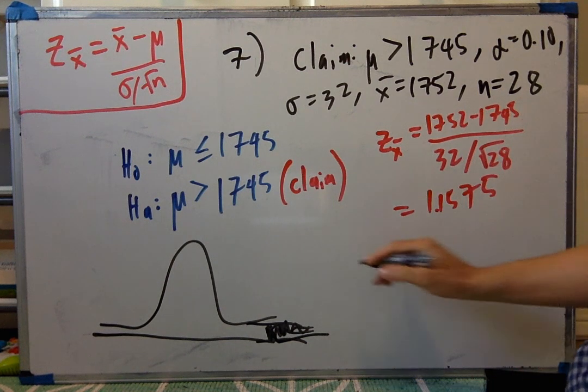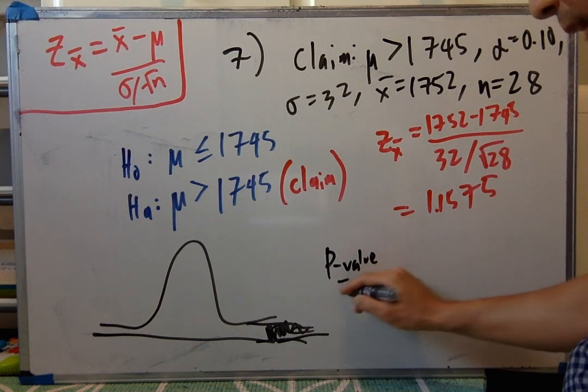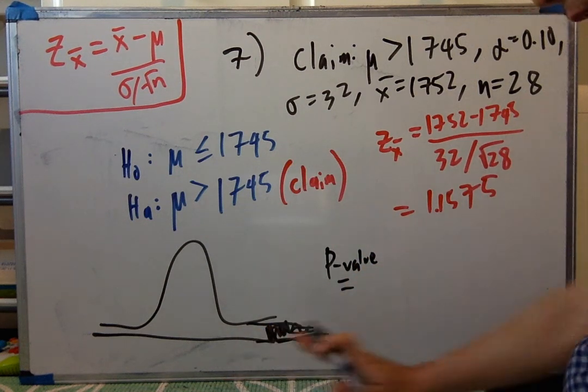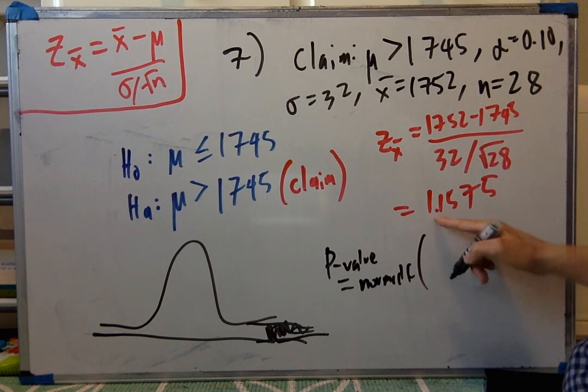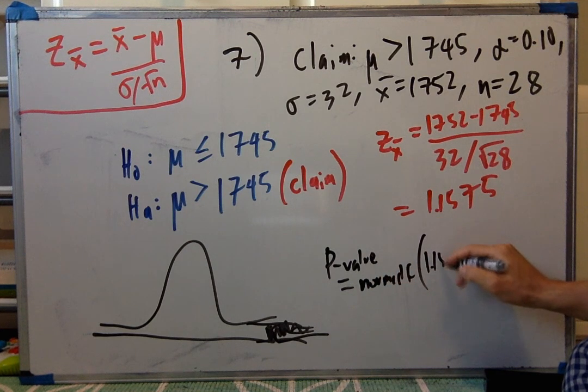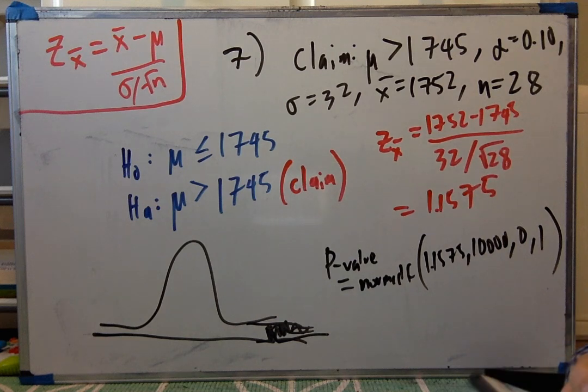Then we do the same thing as usual. We're going to do the p-value calculation, which is equal to, now we're looking at the right side, right? So right side, it should be norm CDF. This here is the lower bound, 1.1575, to 10,000, comma 0 for the mean, 1 for the standard deviation. Let's plug that in. So norm CDF, 1.1575, comma 10,000, comma 0, comma 1.